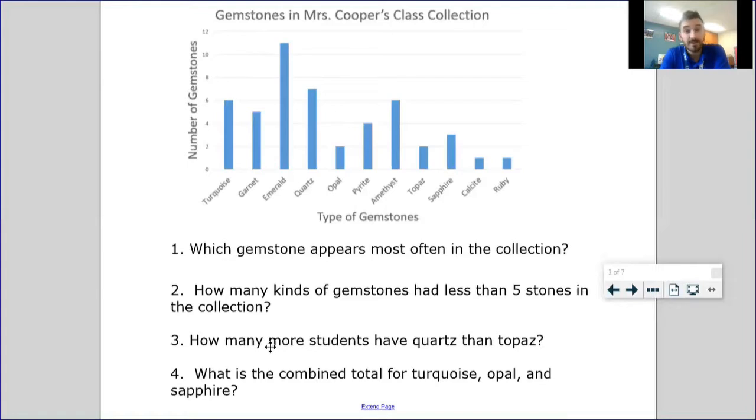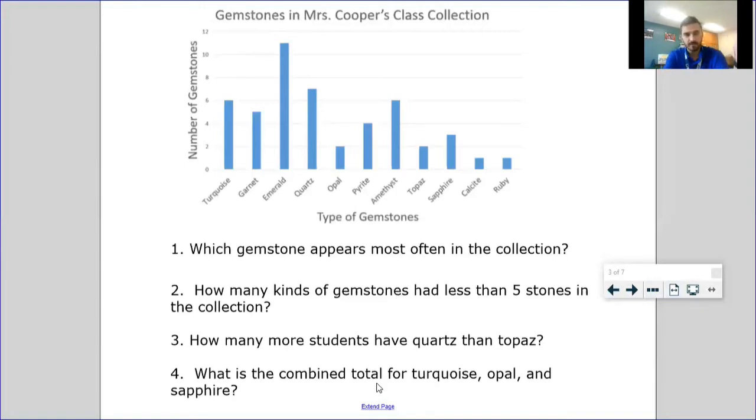All right, number 3. Oh, man, these keywords, fingers crossed we know what to do when we see these now. It says how many more students have quartz than topaz. That means I only need to look here and here. How many more means I have to subtract. With quartz, I had 7 gemstones in that collection. Topaz, I had 2. If I did 7 minus 2, that would give me my answer of 5.